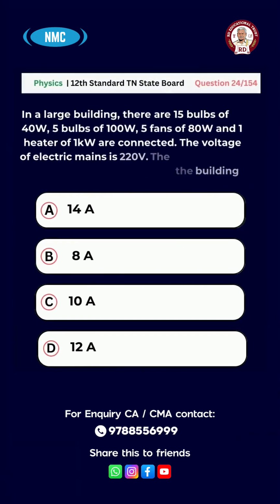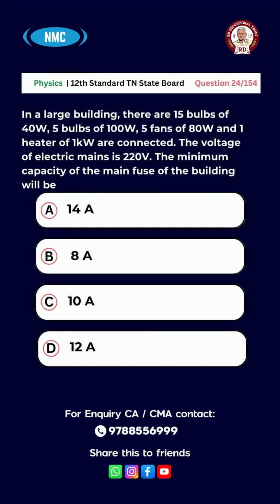Question number 24. In a large building, there are 15 bulbs of 40 watts, 5 bulbs of 100 watts, 5 fans of 80 watts and 1 heater of 1 kW connected.